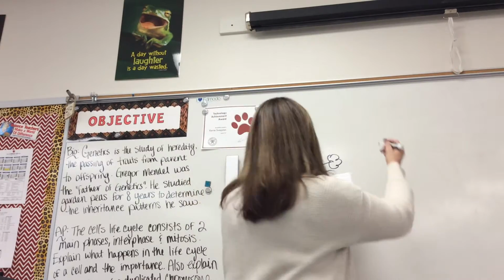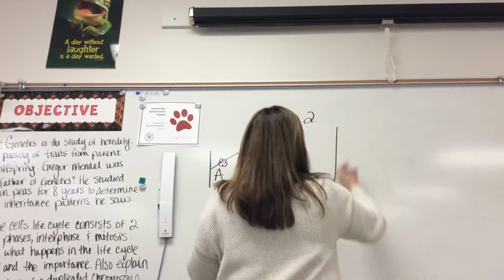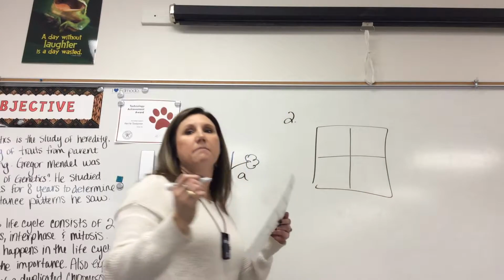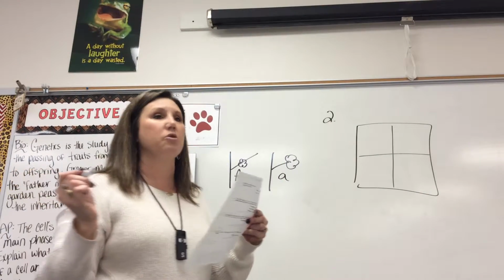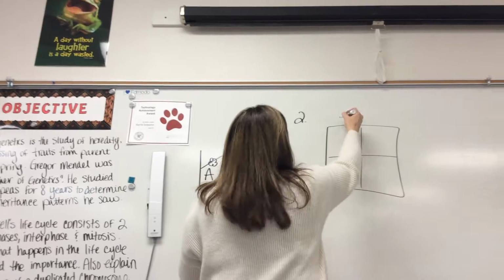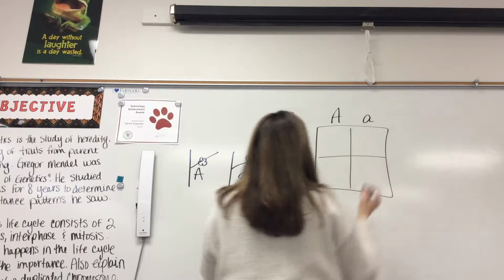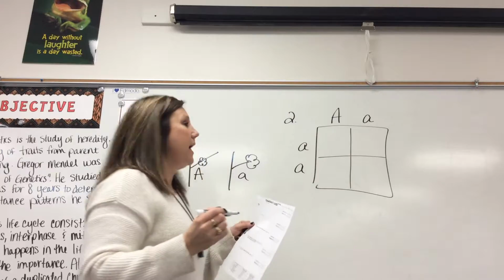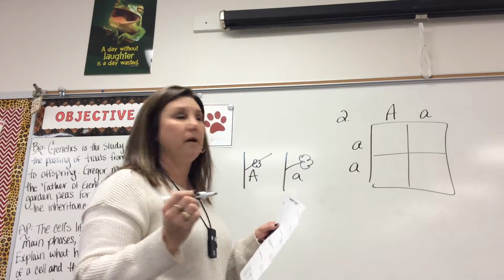Okay? So number 2, draw your Punnett square. Always draw your Punnett square. Always show your work. This is kind of like math where you're going to want to show your work. And we're going to put one parent across the top, and we're going to put the second parent down the side. And then we're going to fill in the Punnett square.